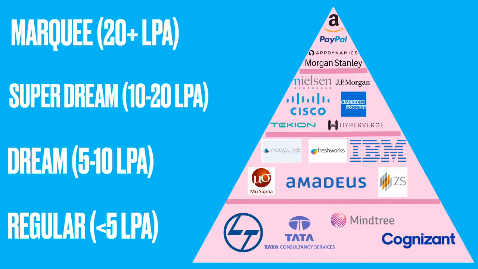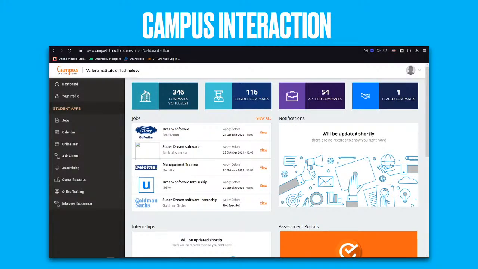And regarding Dream, there was Amadeus, IBM, Freshworks, ZS Associates, and many more companies. Most of the companies which came for us were in Dream, so the number of companies was the highest there. Regarding regular, it's the common TCS, CTS, Mindtree, L&T, which also came with packages of, I guess, 3.3 to 4 LPA.